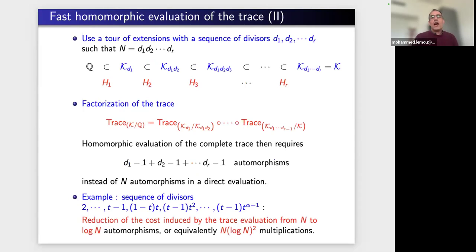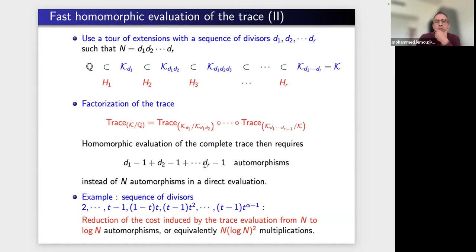Just to say that if you have a sequence of divisors of n like this, D1, D2, ..., DR, you can insert several extensions between Q and K like this. And instead of computing directly the trace of K over Q, you just say that the trace is the composition of the first trace here, second trace here, etc. And you see that the complexity now is smaller, because for example the last trace has DR automorphisms to do. The other one has DR minus 1, etc. Because the dimension of K_D2 over K_D1 is D2. So the cost of this trace is just D1 minus 1, because we don't take into account the identity.